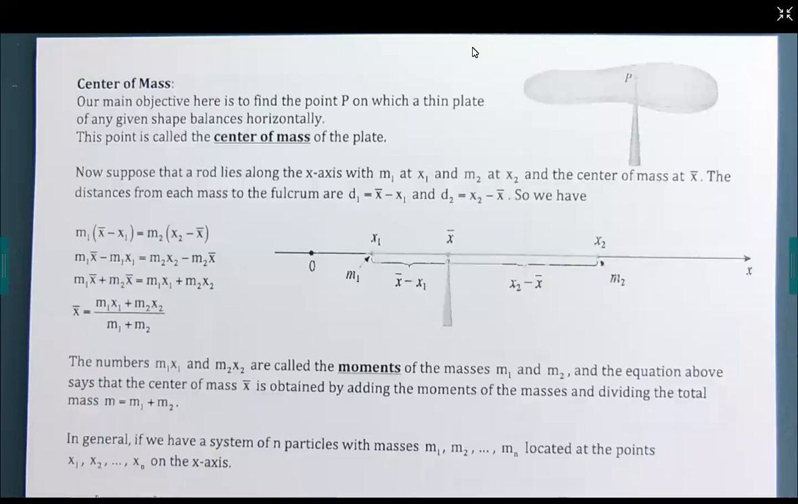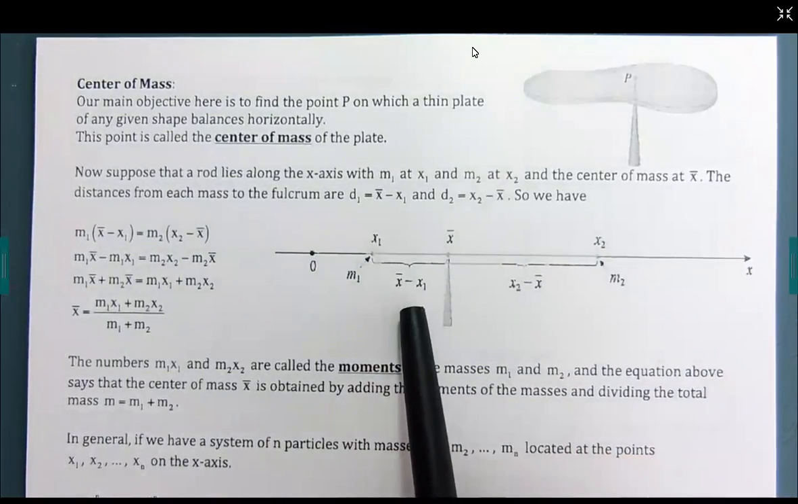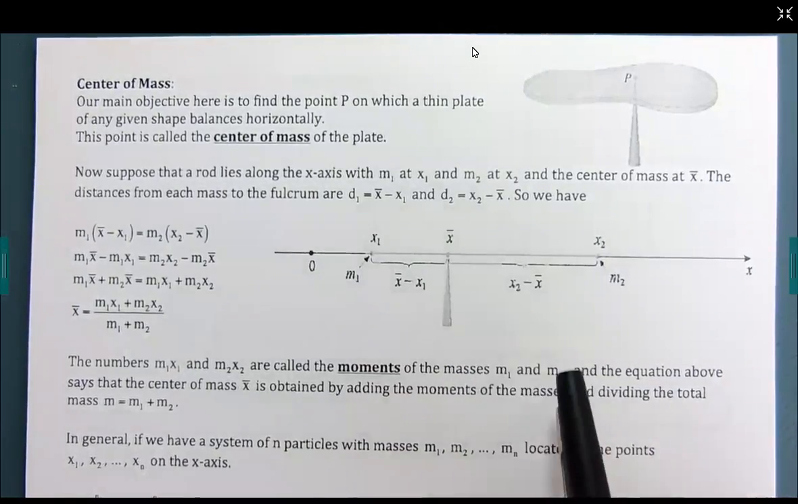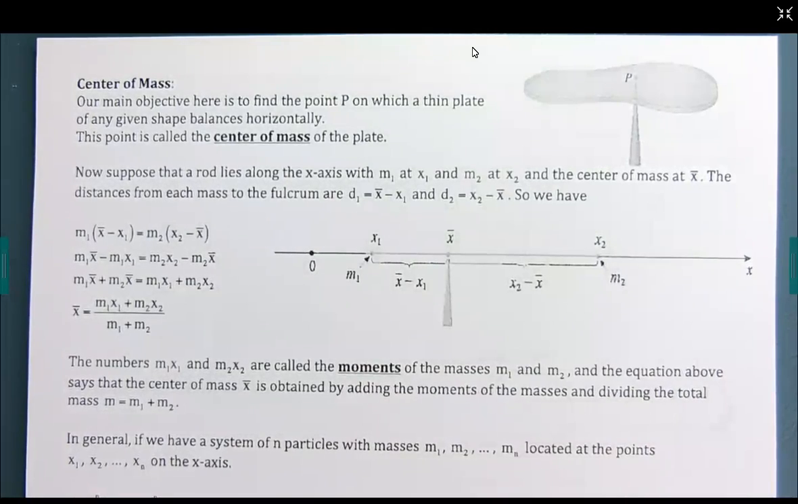The distances from the fulcrum are going to be x bar minus x sub 1 for one, and the other one is x sub 2 minus x bar. And you can see when I set the two equal to one another, when I take the mass times the distance away from the fulcrum, and I want to make them balanced, and I do a little bit of algebra, I end up here with my formula.